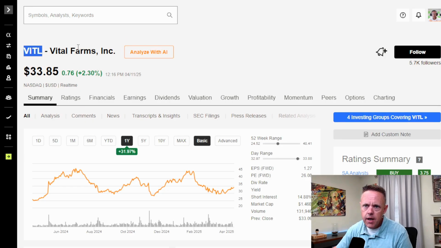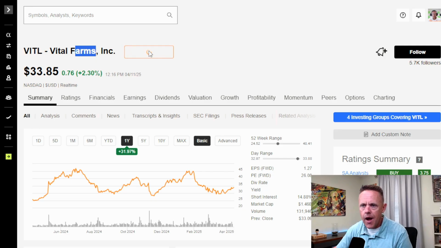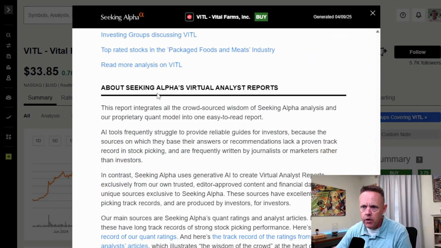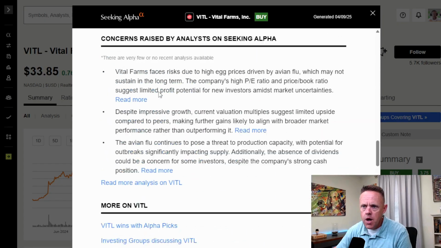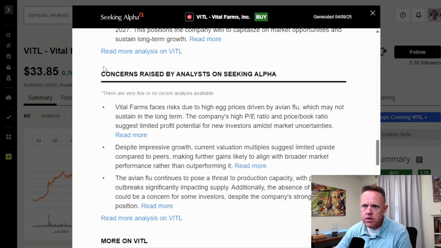What's interesting is that recently, Seeking Alpha added these AI reports, and it actually is kind of helpful. Similar to ChatGPT, I don't know if I would bet the farm on this information. But one thing I have used is just a simple pop-up. It's not even very long. It's basically a one-pager. But I like to come down here because they flag the concerns raised by analysts on Seeking Alpha.